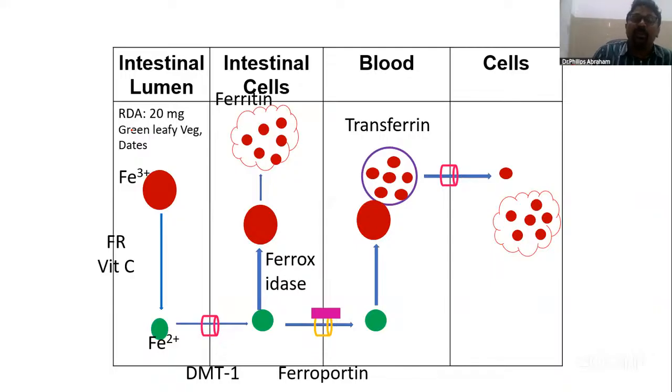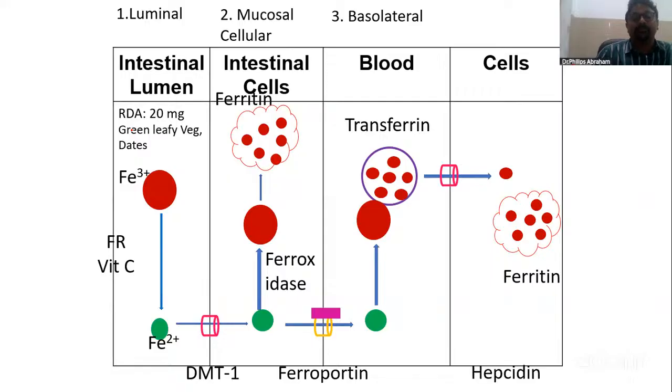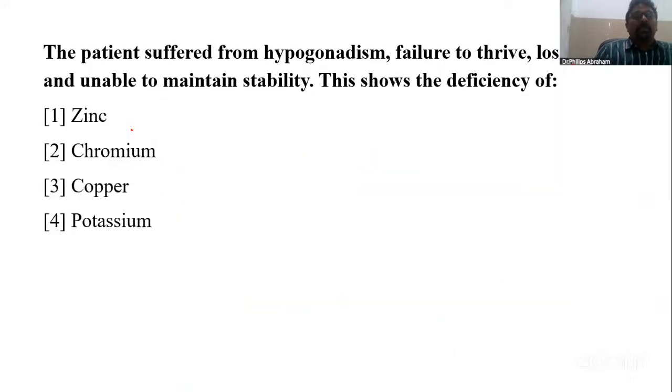This is the point. Whenever iron is sufficient, the DMT1 level and ferroportin level will be less, so iron will not be absorbed. That is a major point. So the absorption is controlled at the level of DMT1 and ferroportin. Hope you understood that. The phases are the luminal phase, the mucosal phase, and the basal phase. So iron absorption is over.